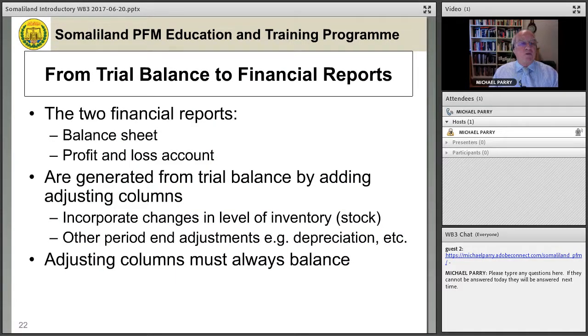So 2 financial reports, balance sheet and profit and loss account, are generated from the trial balance by adding the adjusting columns. Now, our only adjustment here was for the amount of inventory or stock, US and British terminology. You'd also have other adjustments, for example, depreciation. And remember, the adjusting columns must always balance.